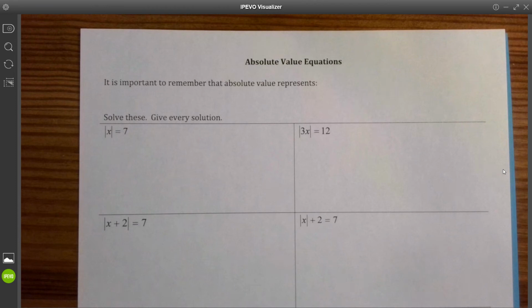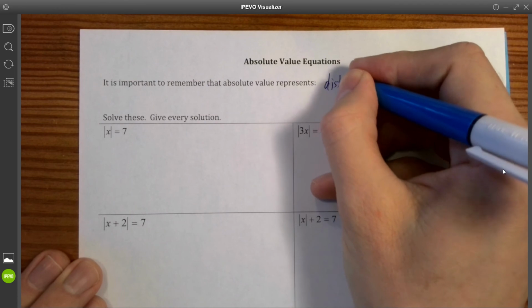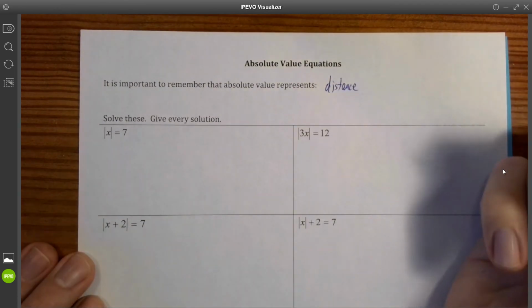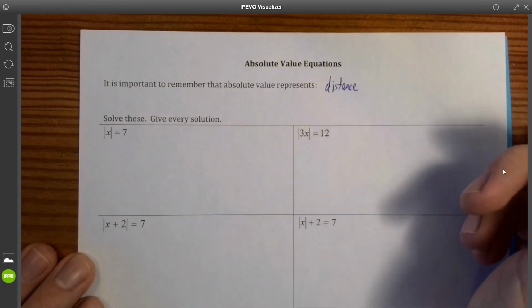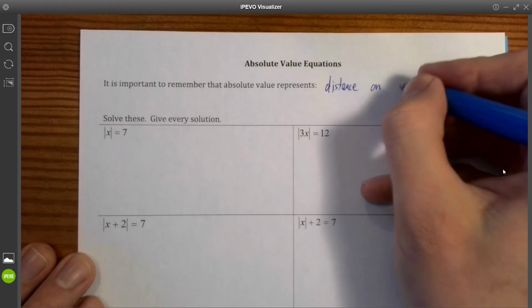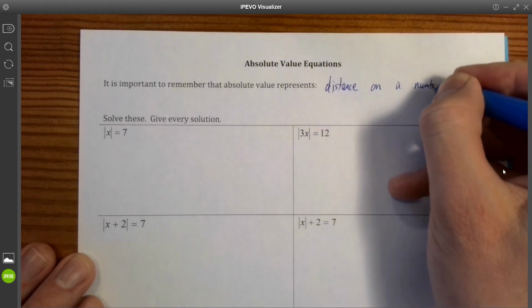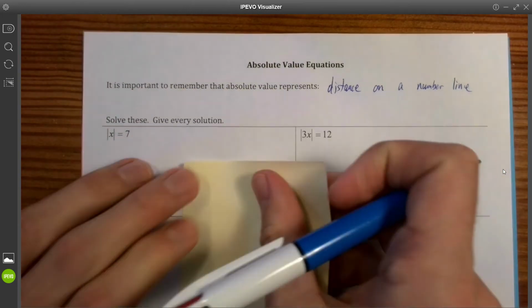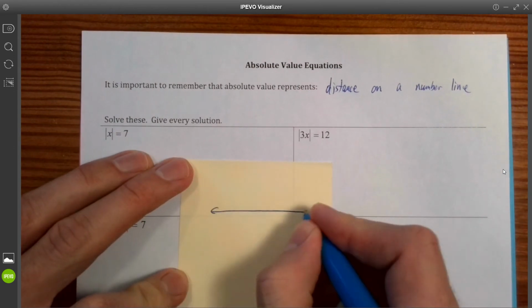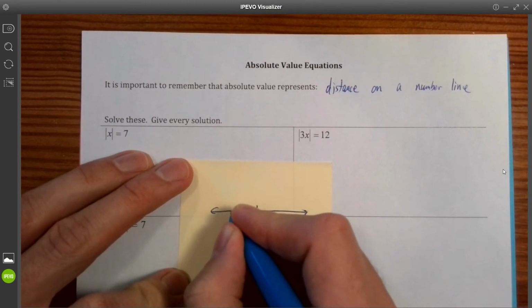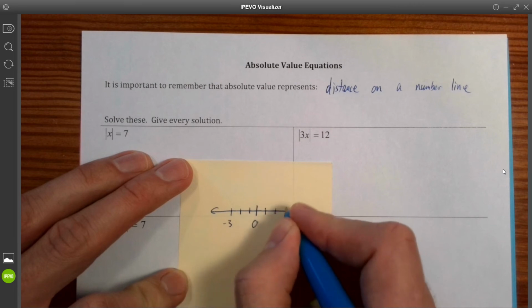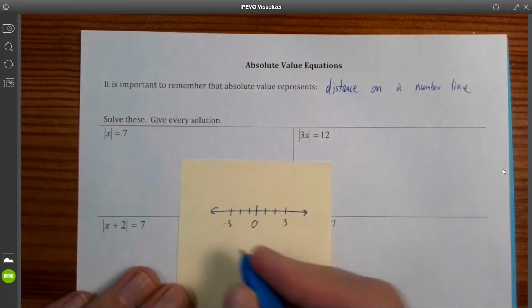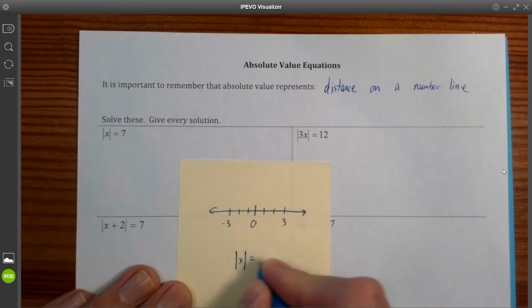It is important to remember that absolute value represents distance. Technically distance on a number line, but I'm going to leave it at distance. Nah, I won't. Distance on a number line. For example, if I gave you a number line, like the one on this post-it note that's not there yet, and I said we have 0, -1, -2, -3, 1, 2, 3, and I said the absolute value of x is equal to 3.